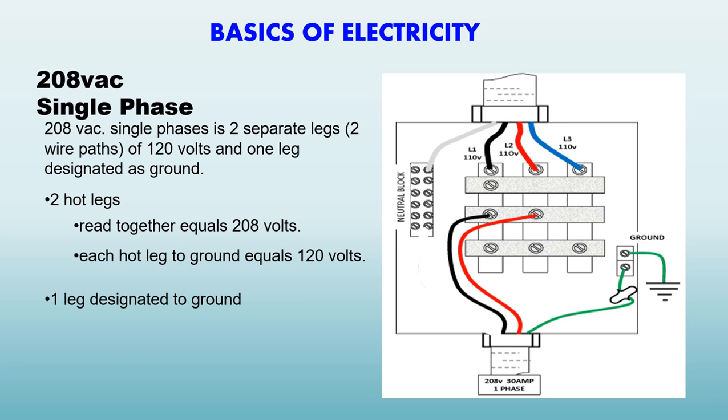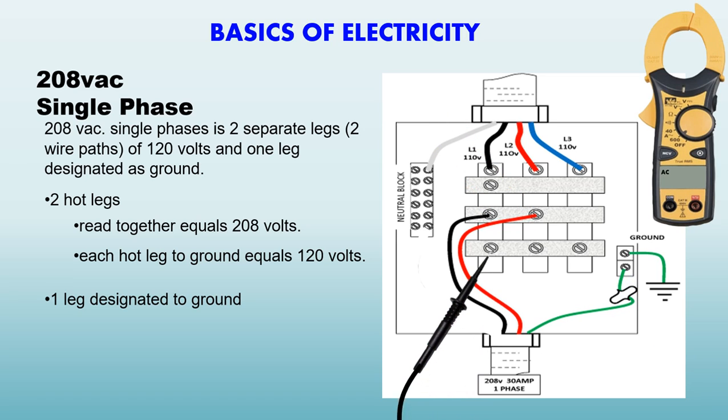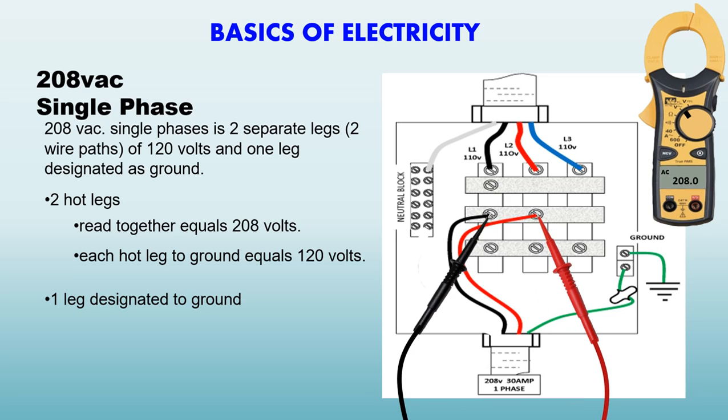Let's take a look at 208 volts alternating current single phase. 208 volts single phase will have two hot legs of current and one designated ground. Now we're in high voltage. The testing with a voltmeter now changes. To be able to test with a voltmeter, we put one of our meter leads on L1 and the second meter lead on L2. We connect the circuit by testing across the two hot legs.